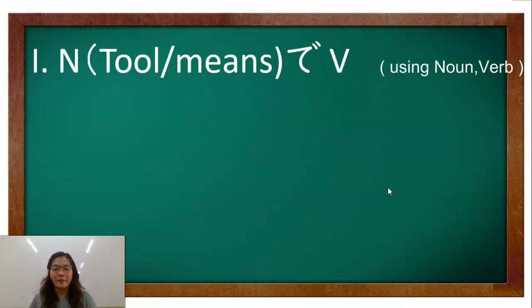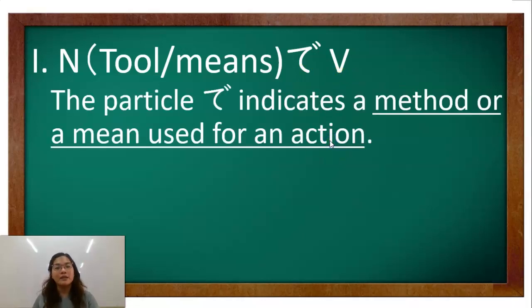Okay, so our first grammar structure here is noun de verb. So the particle de indicates a method or a means used for an action. In our past lessons, we already know that particle de also indicates the vehicle to use to go to some action. Next, it could also be a place of an action. And here is the other function of particle de: a method or a means used for an action. Okay? So ito yung pangatlong paggamit ni particle de.